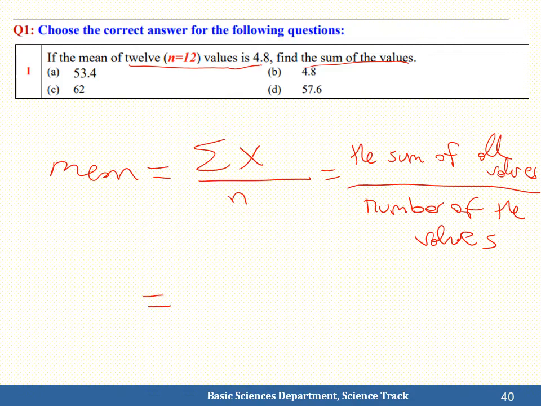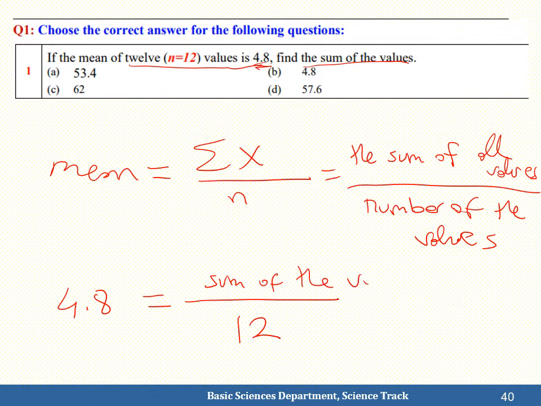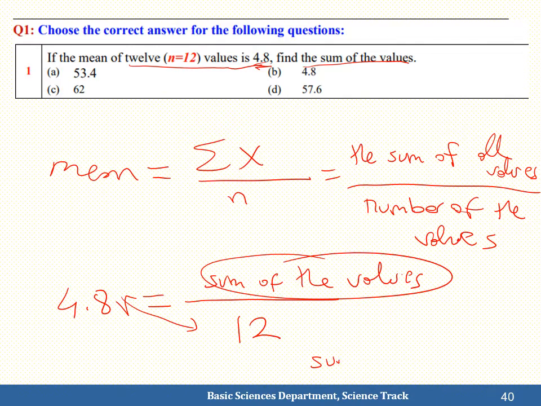Now in this question it says the mean of 12 numbers is 4.8. So 4.8 is the mean, we have 12 numbers, and it's asking for the sum of the values. How can you get this? You multiply these two, and you get the sum of the values. The sum of the values will be equal to 12 times 4.8, which is equal to 47.6.